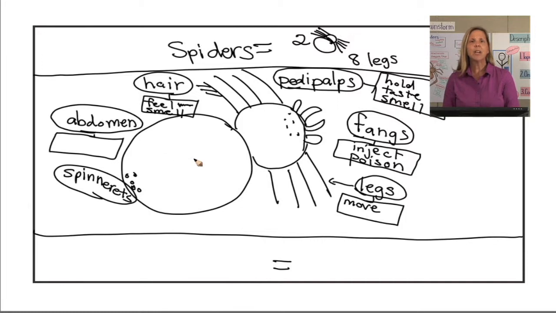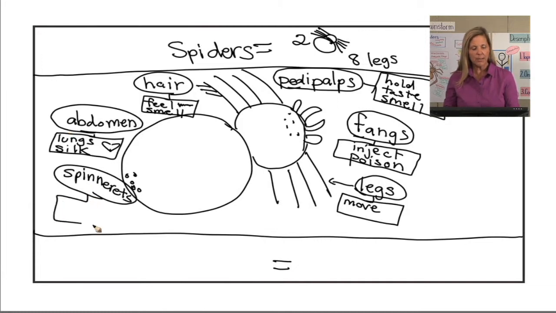The bottom part of the spider is the abdomen. What can we say? What's the function of the abdomen? We know that the abdomen is where the lungs and the heart are in the spider. So we have our lungs. Maybe I'll just draw a heart. But what's really important about the abdomen that we want to say is that's where the spider makes its silk. The abdomen has the lungs and heart, but this is the area where the spider makes its silk.